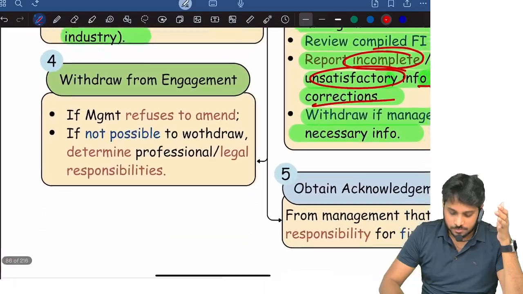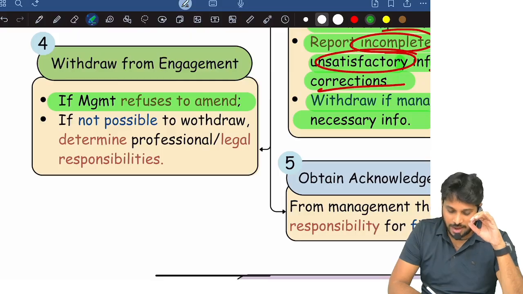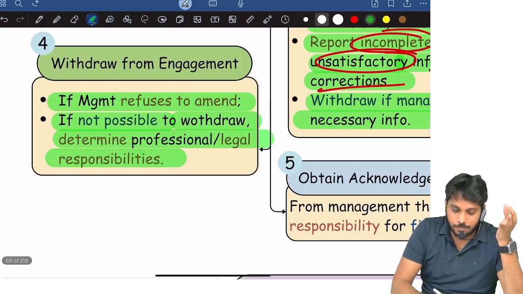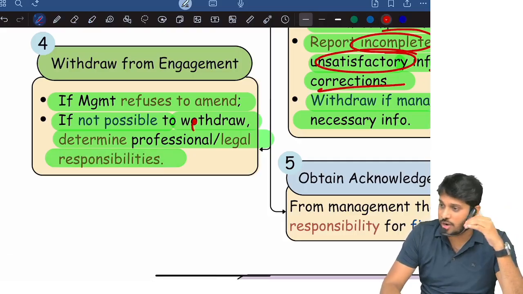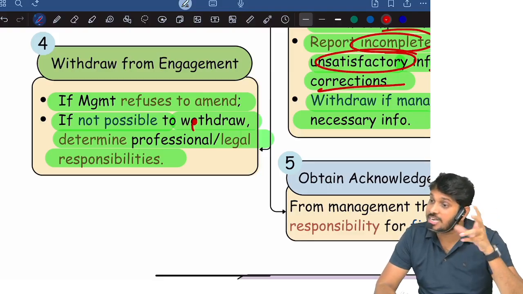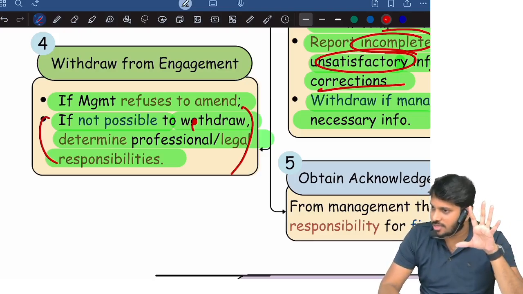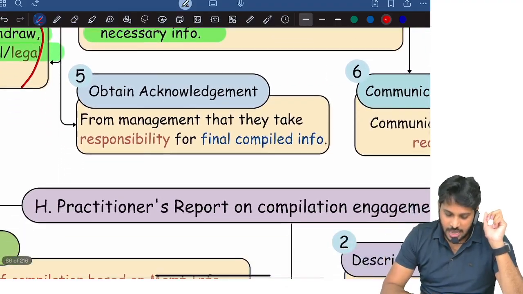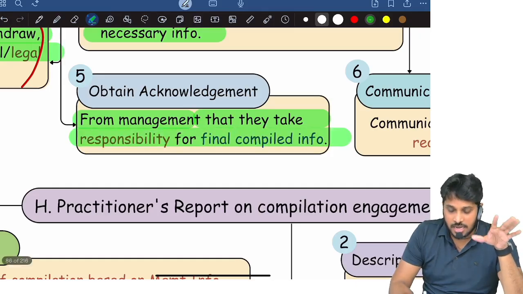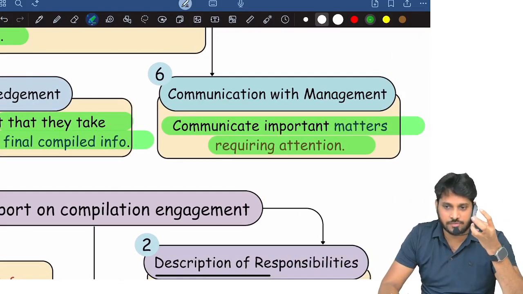Next, withdraw. Suppose management is not amending, I will withdraw. If it is not possible to withdraw, determine the possible legal and regulatory responsibilities. Sometimes the compilation is due to a legal requirement, you are appointed by law. So if withdrawal is not possible, I will see what legal possibilities are there. And finally, I will obtain acknowledgement from management that they take complete responsibility for the compiled information, and I will communicate important matters that require the attention of the top management.